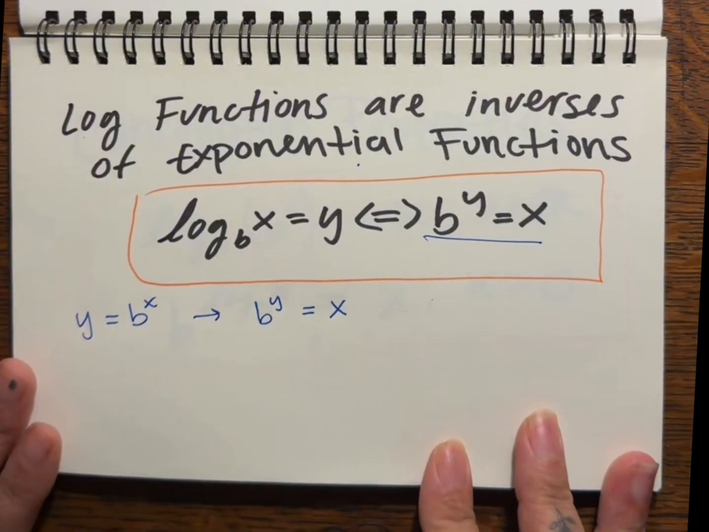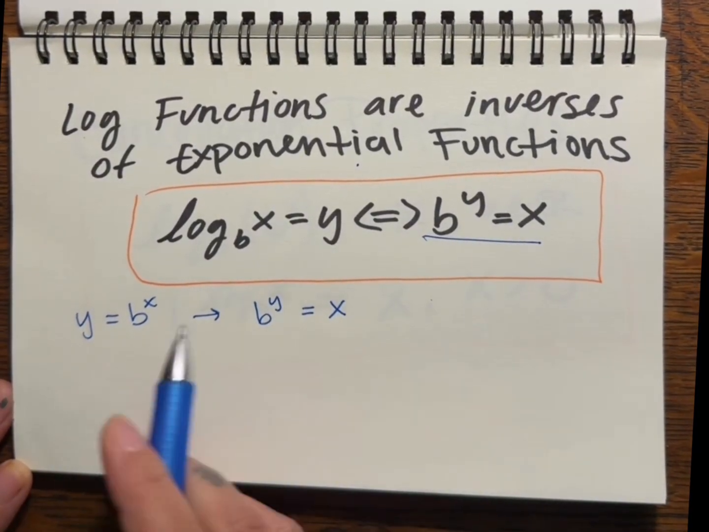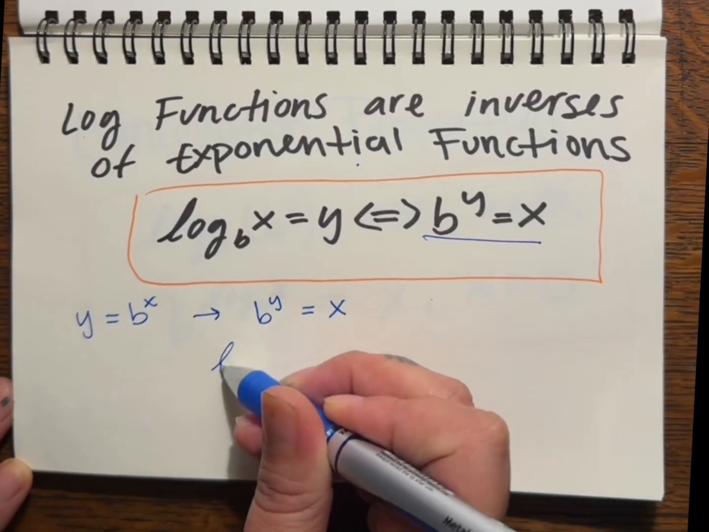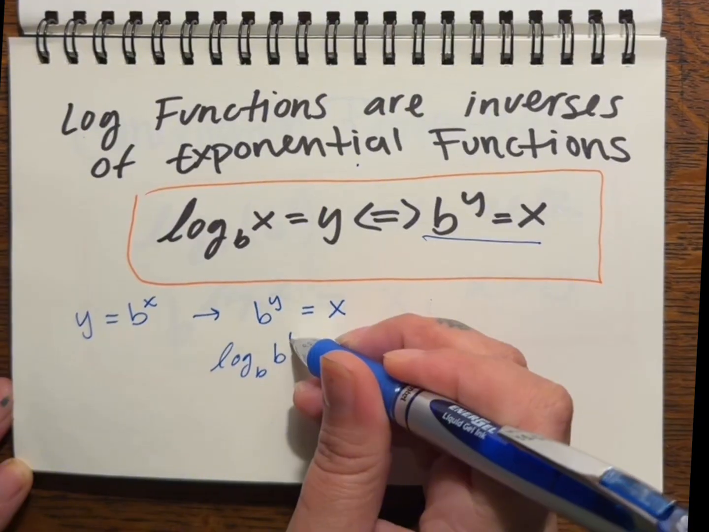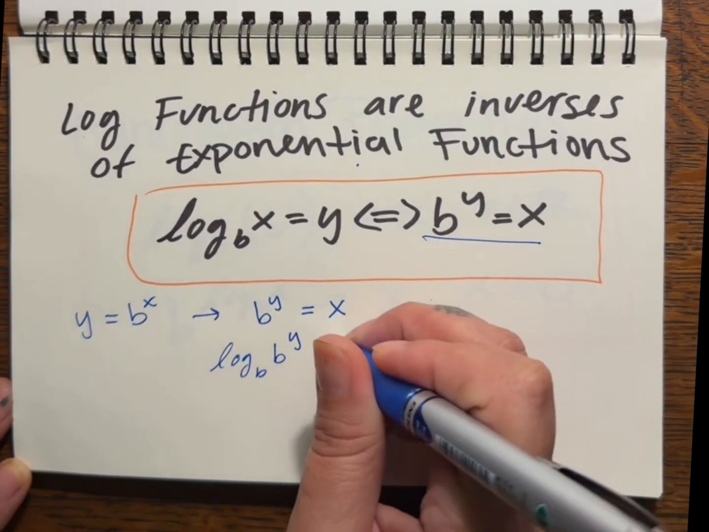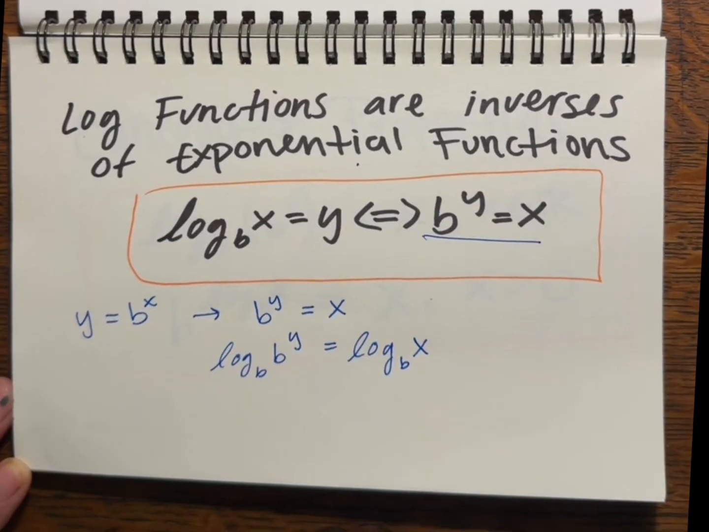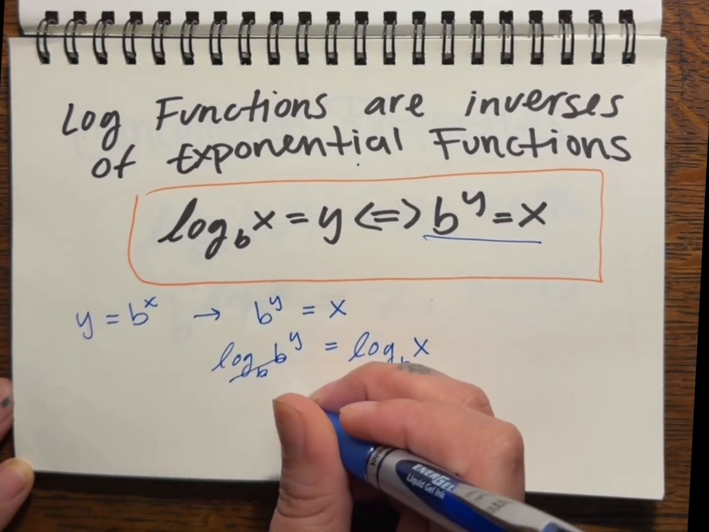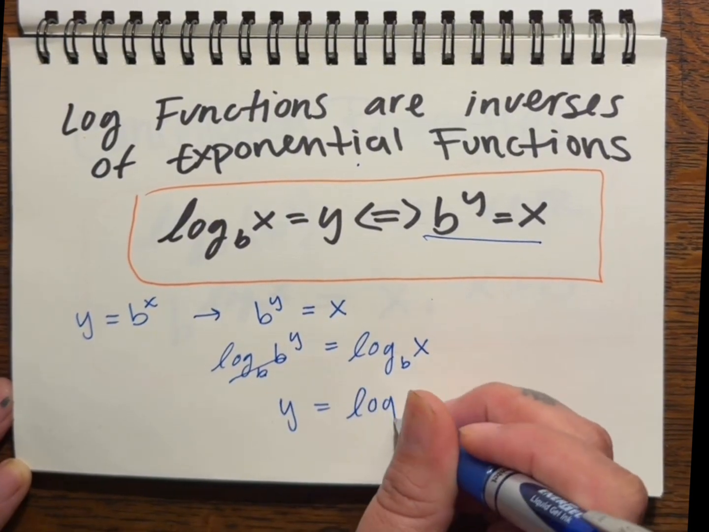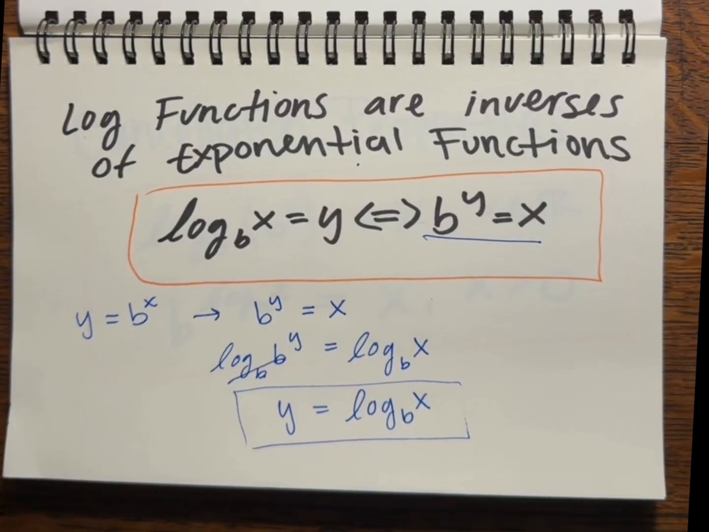And now we solve for y, right? So to solve for y, I'm going to take the log of both sides with base b, and I'm doing that so that the b cancels out here. Then log b and this b are going to cancel, and you get y equals log base b of x. And this is just to show the arithmetic behind this relationship.